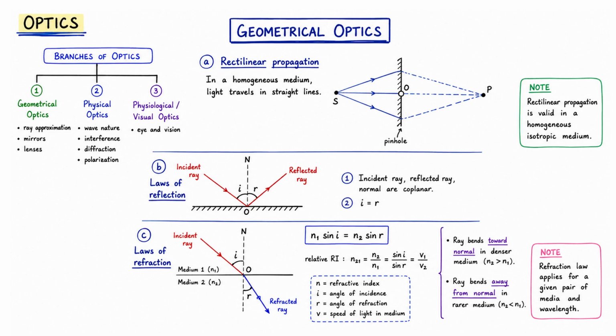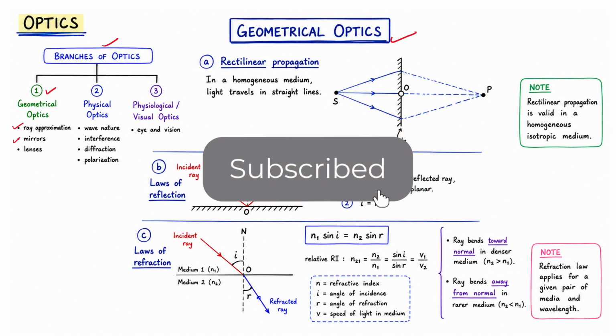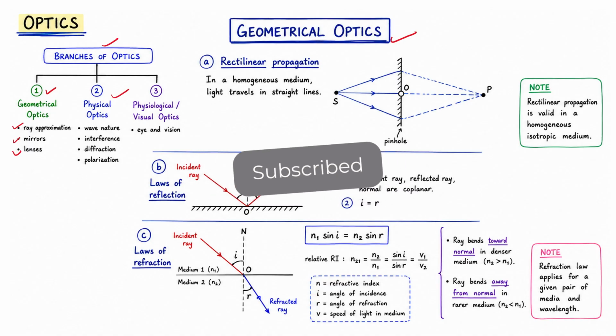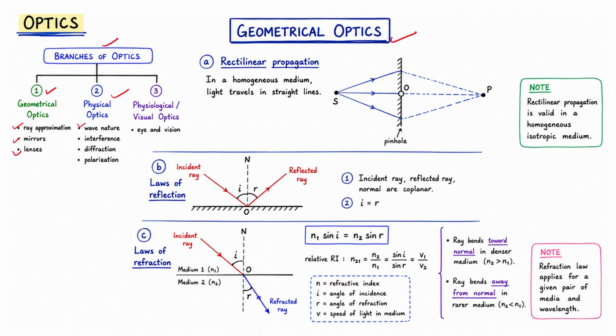Hello, so this video is a quick revision about optics, specifically geometrical optics. We have mainly the three branches of optics that we generally study. First is geometrical optics. It deals with rays, mirrors, lenses. Then we have physical optics, mostly wave nature, interference, diffraction, and polarization. Then we have visual optics, that is eye and vision, which is quite less studied in competitive exams.